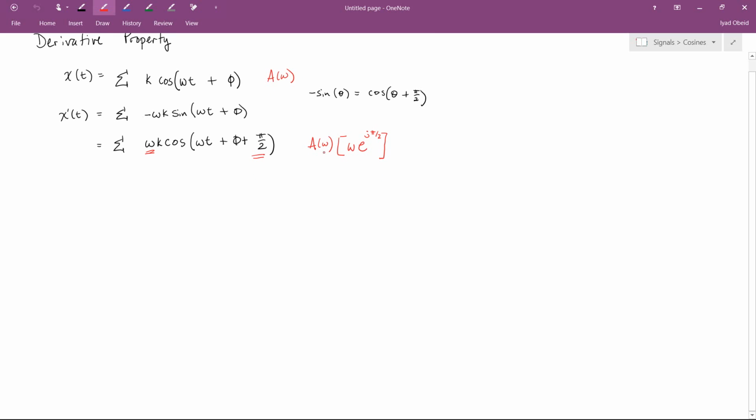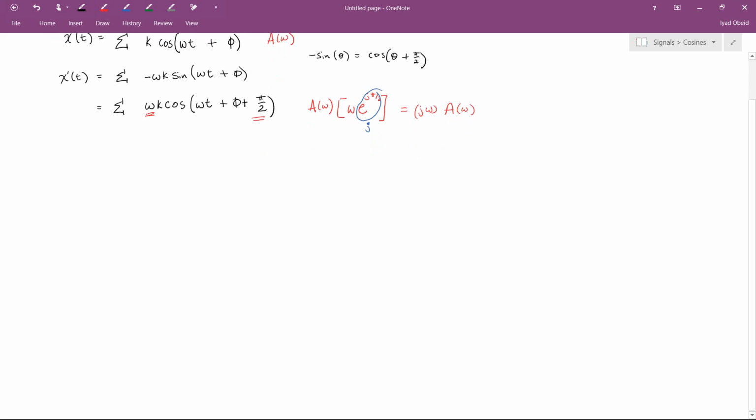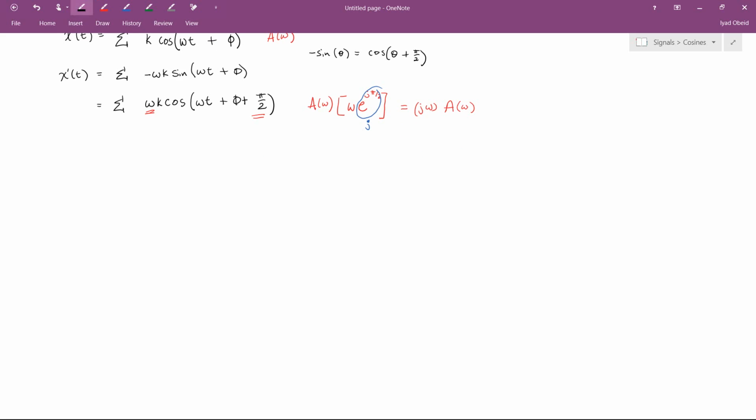Okay, we can take our Fourier transform and just adjust it by multiplying by this omega e to the j pi over 2 term. And the last thing I'll point out before continuing is that e to the j pi over 2 is really just j. So in other words, taking the Fourier transform of the derivative means taking your original Fourier transform and simply multiplying it by j omega. The easiest way to see how this is actually useful is to do an example.